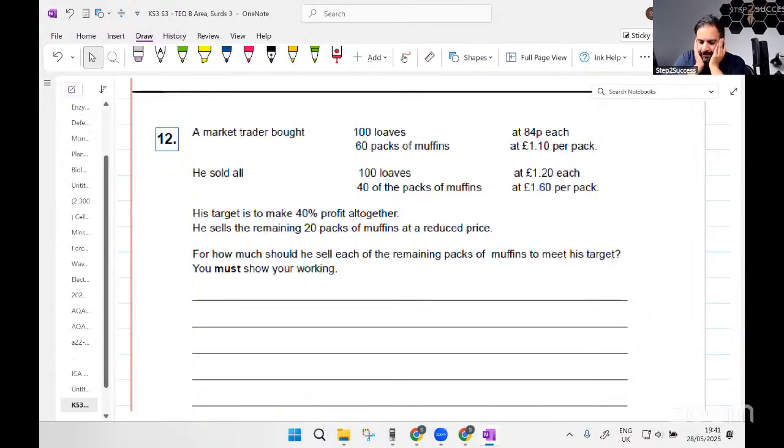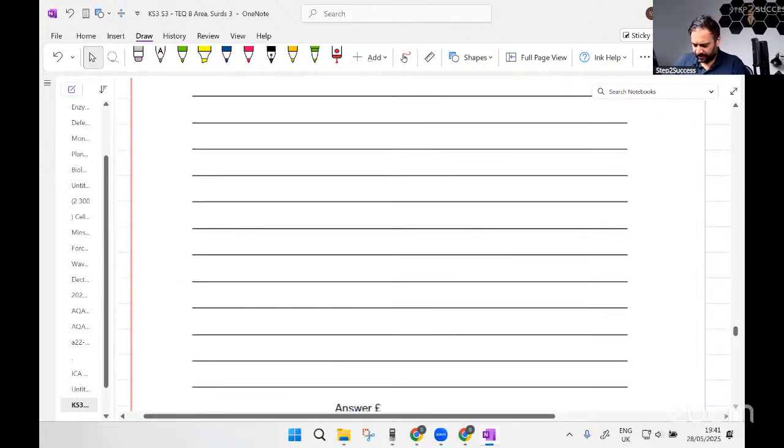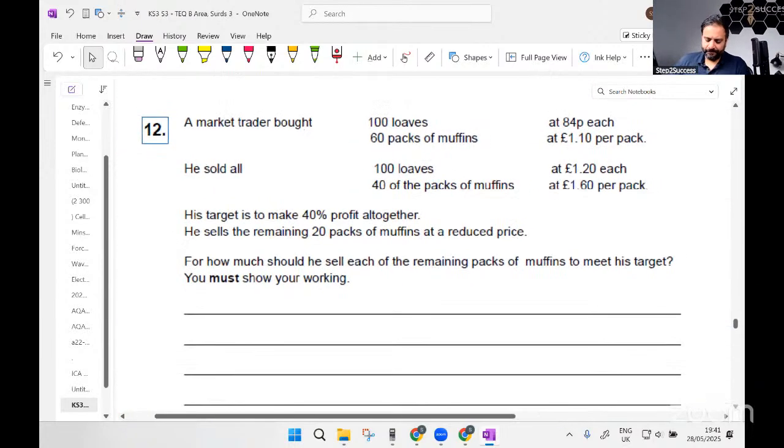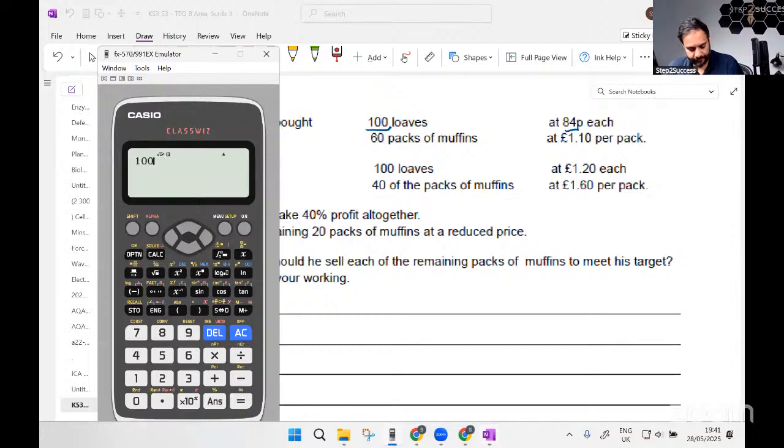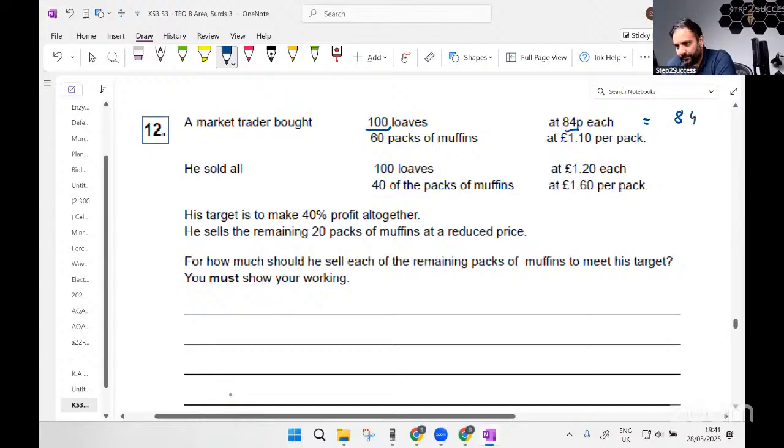Right, what's happening? A market trader bought 100 loaves at 84p each, 60 packs of muffins. He sold all 100 loaves. Okay. His target is to make 40% profit altogether. He sells them at a reduced price. Okay, it's really long, this. But anyway, let's do it. If I bought 100 loaves at 84p each, it's obviously £84. It cost me £84.